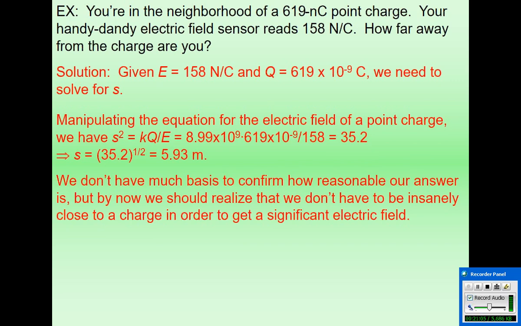You're close to 20 feet away from it, and yet you're still detecting over 150 newtons per coulomb for an electric field. What is a reasonable value for an electric field? It is not unreasonable to see electric field strengths of hundreds of newtons per coulomb, thousands, tens of thousands, hundreds of thousands, perhaps even millions of newtons per coulomb. Not really that unreasonable at all.